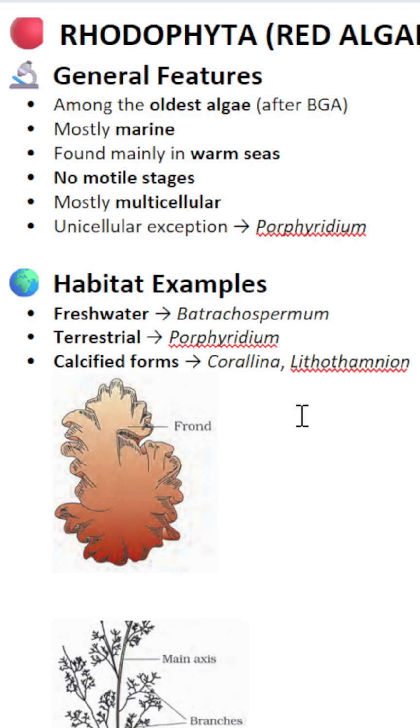Okay, let's start. That is called the red algae. So let's go for a brief discussion about the red algae. First, we'll discuss its general character. So this is the red algae.